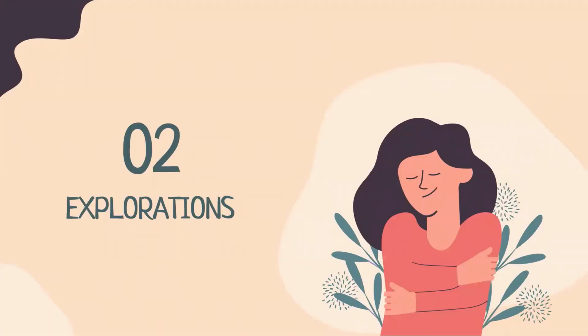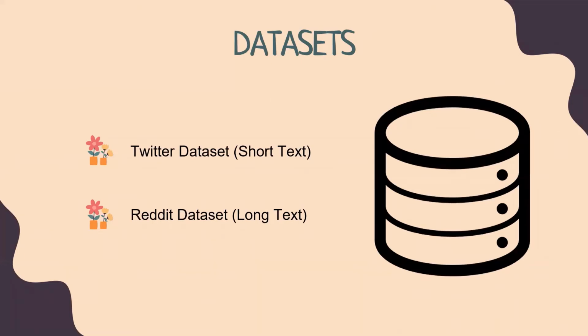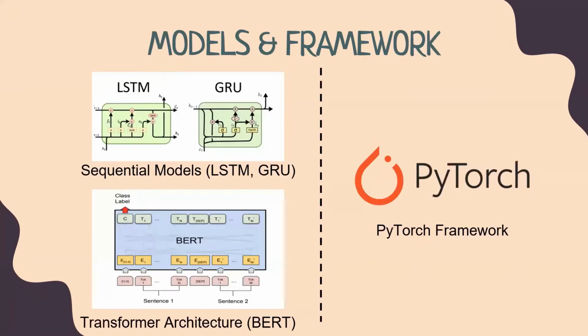Moving on to explorations. The NLP tasks explored are emotion classification, emotion intensity prediction, text summarization, and emotion cause pair extraction. The datasets explored are the Twitter dataset and the Reddit dataset. We will be using sequence models and the transformer architecture. They include long short-term memory (LSTM), gated recurrent unit (GRU), and Bidirectional Encoder Representations from Transformers (BERT). The PyTorch framework is used to incorporate more flexibility and customization in building the models.